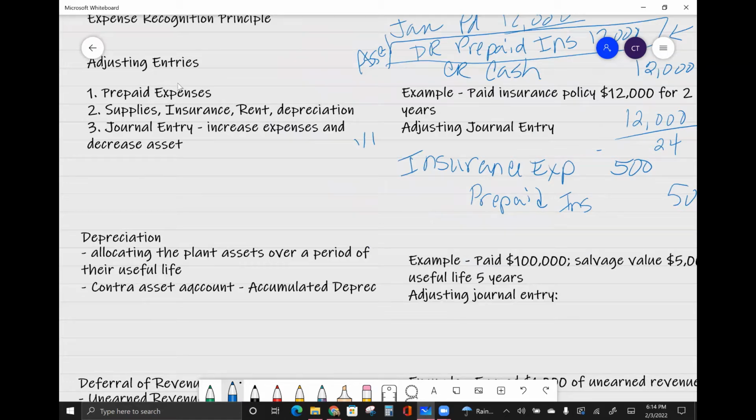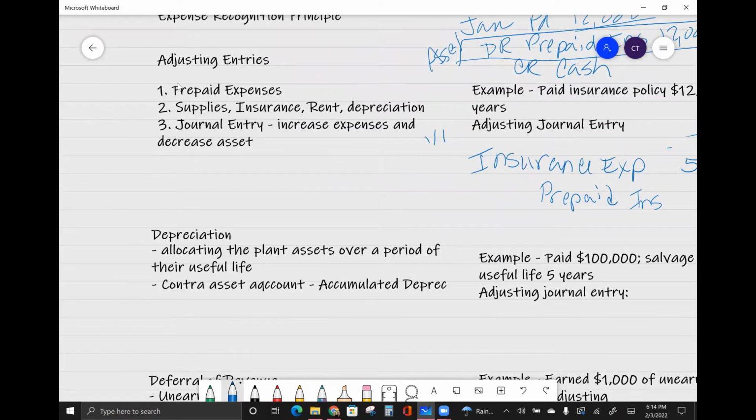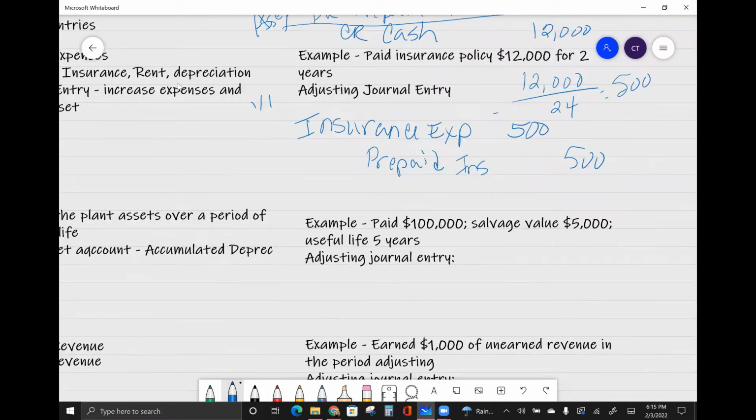We also have supplies. We can prepay for supplies. Maybe I buy a bunch of supplies up front, maybe a bunch of paper. And it would be the same thing. I bought the paper, so I'm bringing it in as an asset, supplies. My cash went out, that's my credit. That's my entry. Now, as the months go by and I use those supplies, I have to reduce those down. So I would expense it, supplies expense, just like I did insurance expense, that's my debit. And then my offset to that would be supplies.